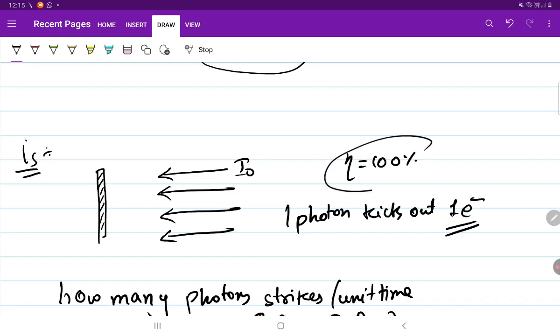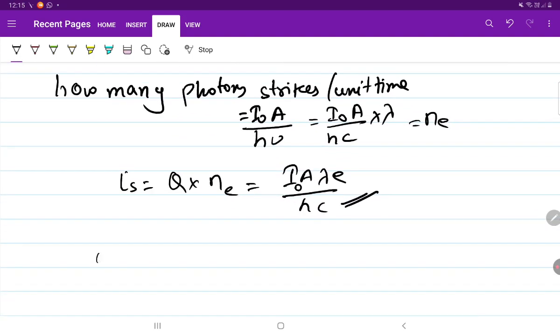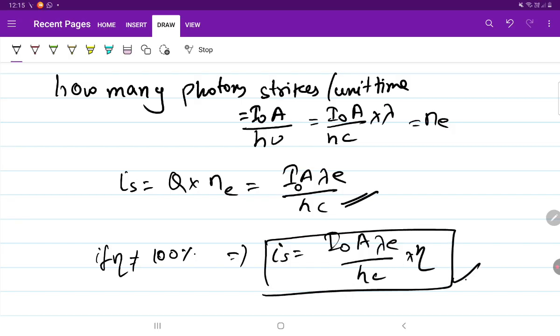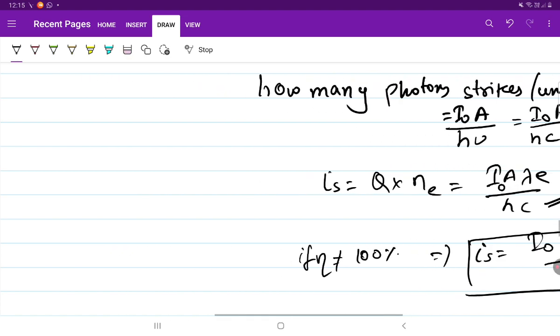Suppose the quantum yield or the photoelectric efficiency is given as eta, and eta is not equal to 100%. Then we say that the saturation current is given as I naught A lambda E upon hc into eta. So these two formulas should be memorized. Well, if you don't memorize, you must at least know how to derive this formula. So now we'll be seeing a question related to this problem, and the question is from Build Your Understanding of Pathfinder.